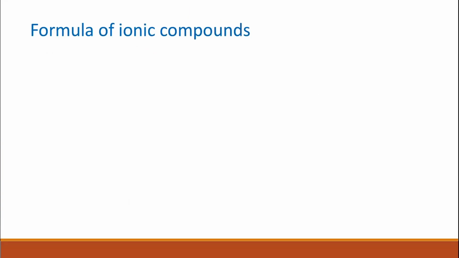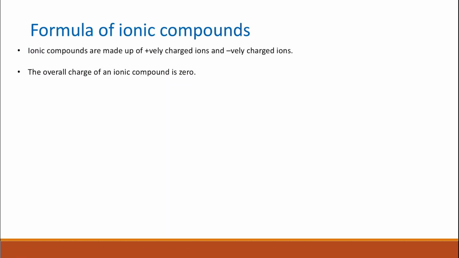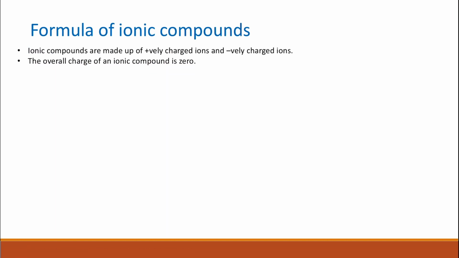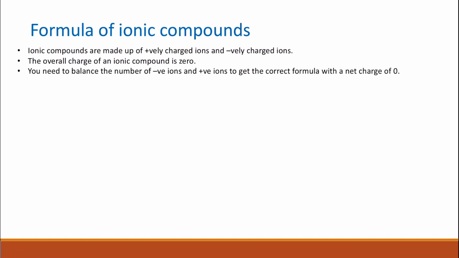Ionic compounds. You need to learn how to write the correct formula for ionic compounds. Ionic compounds are made up of positively charged ions and negatively charged ions. However, ionic compounds themselves have a net charge of zero. So you need to balance the number of negative ions and the positive ions in order to get the correct formula with a net charge of zero.